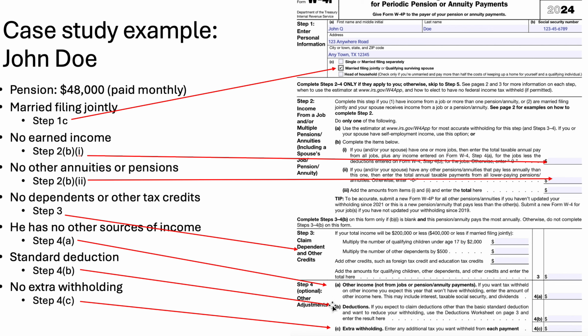Before we get to that, we're going to walk through the different parts of your Form W-4P and how they impact the various steps. So married filing jointly, we'll get to that in step 1C. The earned income number is the number that you would enter if you or your spouse had one or more jobs.